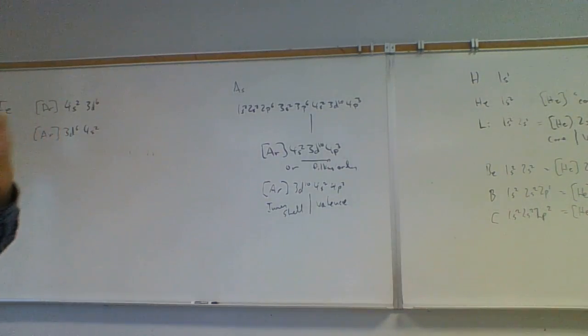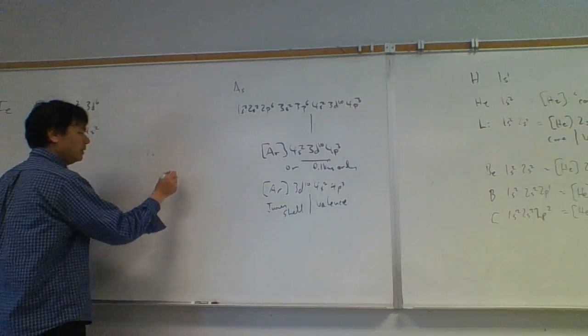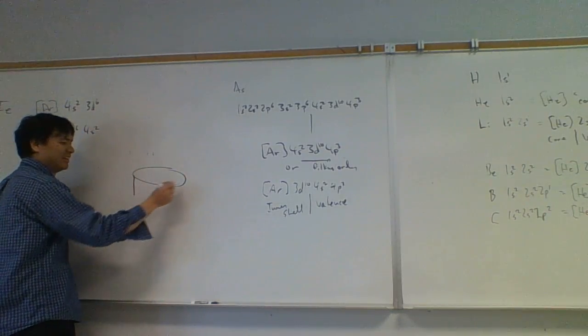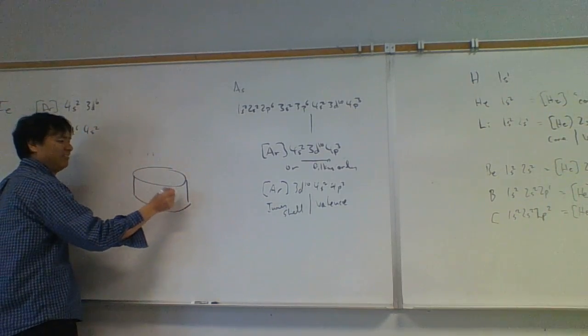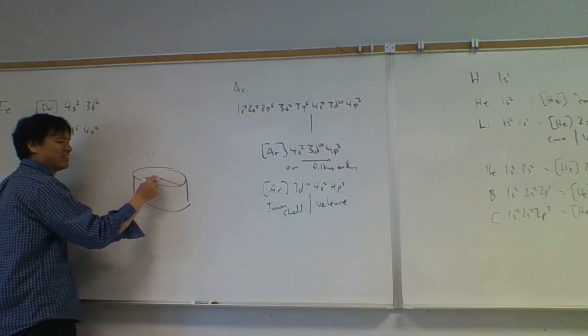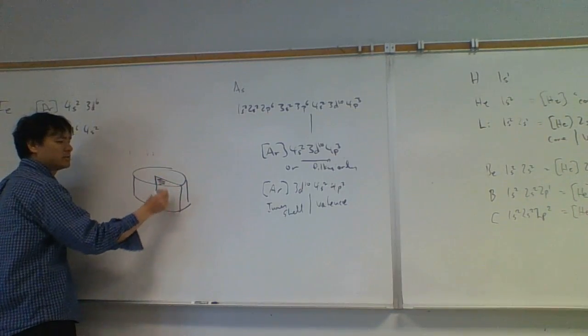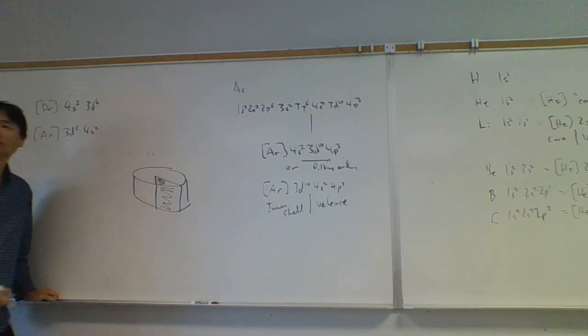3d5 is good, and 3d10 is good. A half-filled subshell has a symmetry. We're talking about a cake, like this. If you take a slice of cake out of this, then it loses its symmetry. It's not stable.